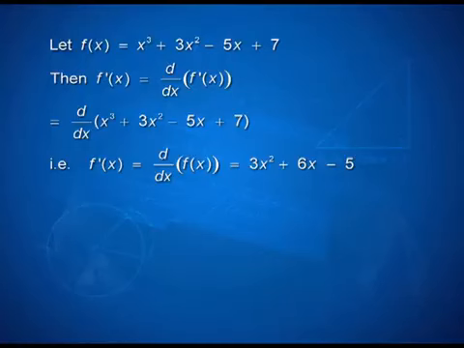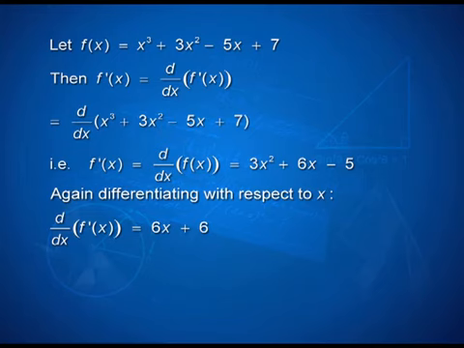It is again a function of x. So, I can always differentiate it with respect to x. So, the derivative of f dash x is going to be 6x plus 6, which is what is called the second order derivative of the given function. We also use alternative notations as f double dash of x.